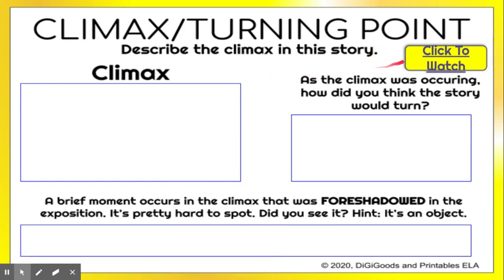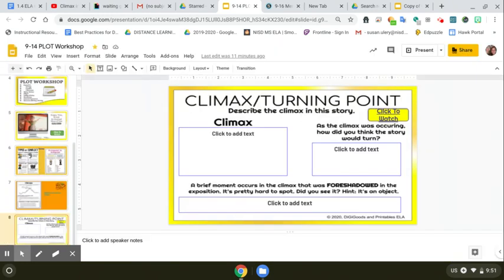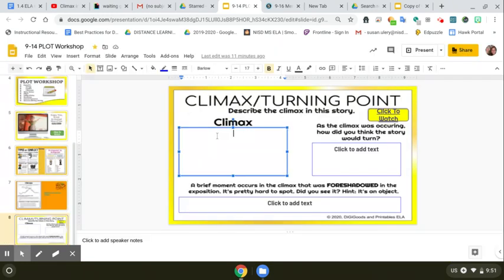So I want you to think about, and you can watch the clip here again if you need to, describe the climax in the story. So you're going to have to come out of this mode, hit escape to come to this screen so you can click in the box and type in your answer. So describe the climax in the story. Think about how you answered your assignment yesterday on the exposition, the three things, because there was more than three, but the three events that led up to the mom doing what she did. As the climax was occurring, how did you think the story would end? Put a little note in there.